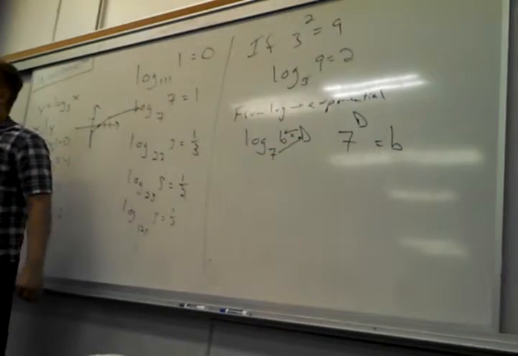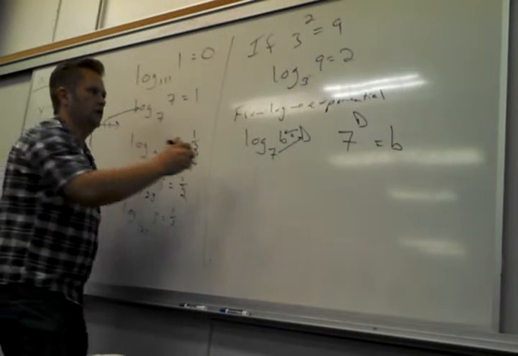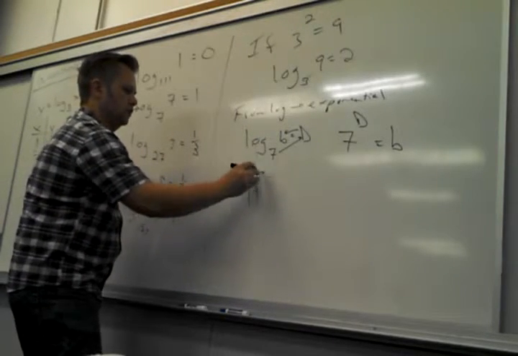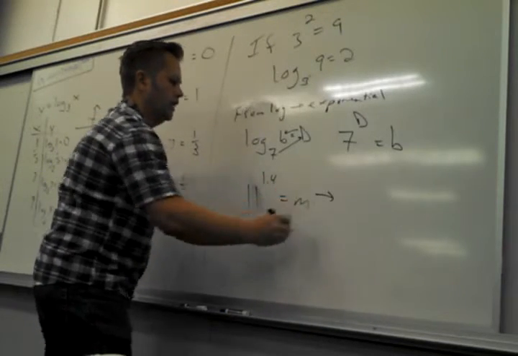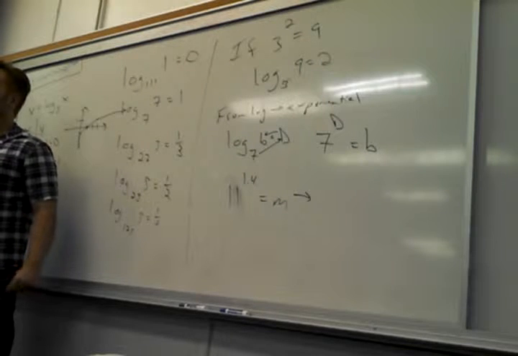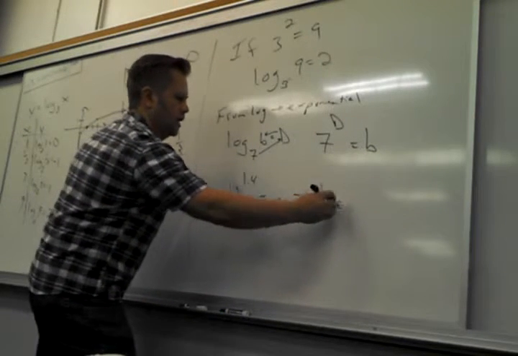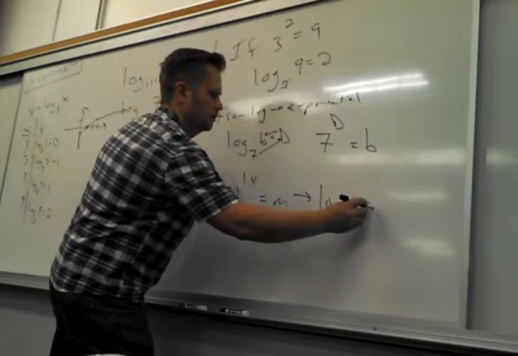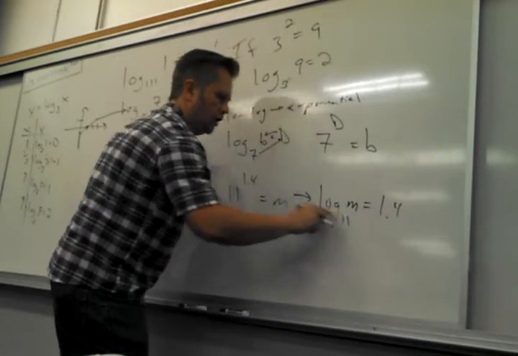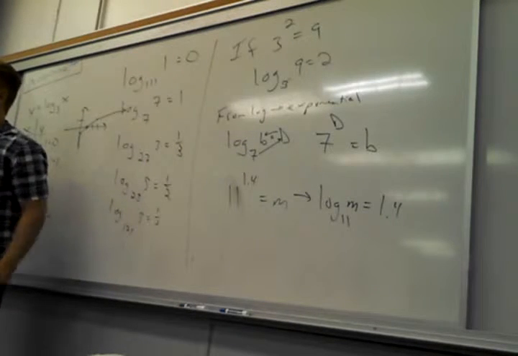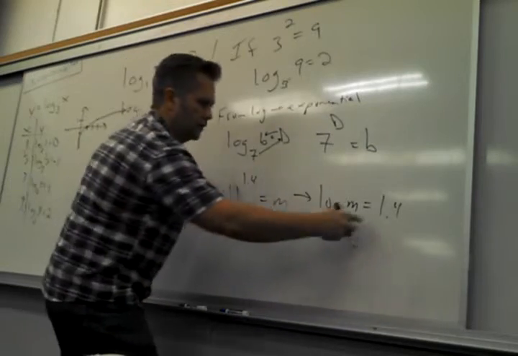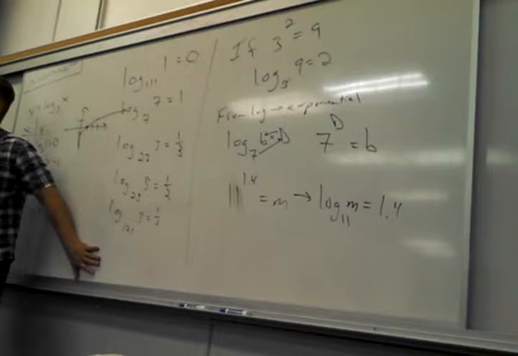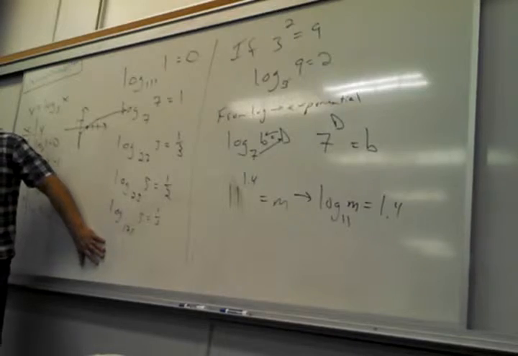Something we all know is true. Going the other way can get a little tricky. If I had 11 to the 1.4 equals m, how would I write that logarithmically? Good, the base is 11. That's a good place to start. Log base 11 of m. This guy's output is this guy's input. 1.4. You know the answer to a log has got to be the power. You can always check yourself: 11 to that is m. It's easier to go from log to exponential. There's going to be a section in the homework, and a little section on the test or the final, and the quiz for that.